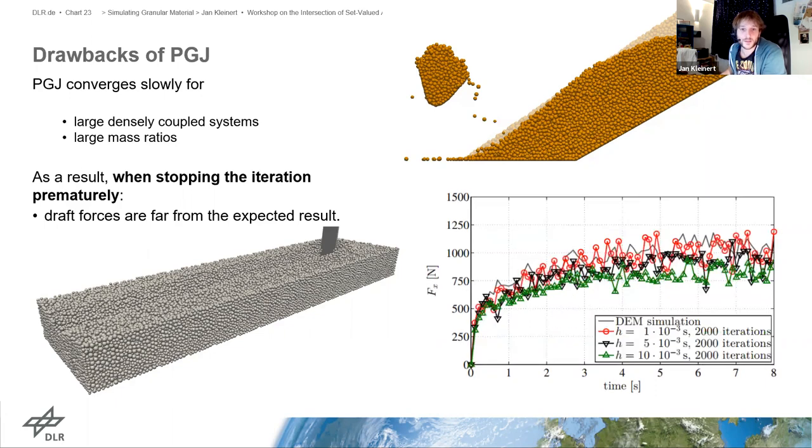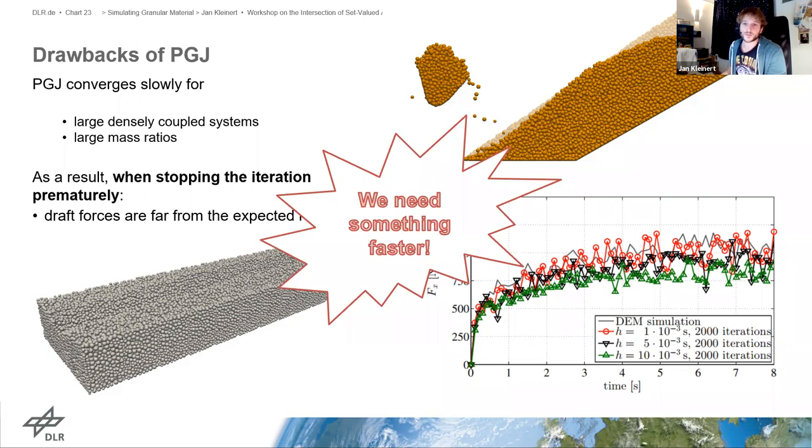And now if we use lots of iterations and very small time steps, we see, okay, it does converge to our reference solution. So this is kind of nice, but it sort of defeats the purpose of going non-smooth because now we have to use lots of iterations and small time step sizes. And then in the end, we're much, much slower than if we just use the discrete element method. So if we want to use non-smooth methods, we need a faster solver.